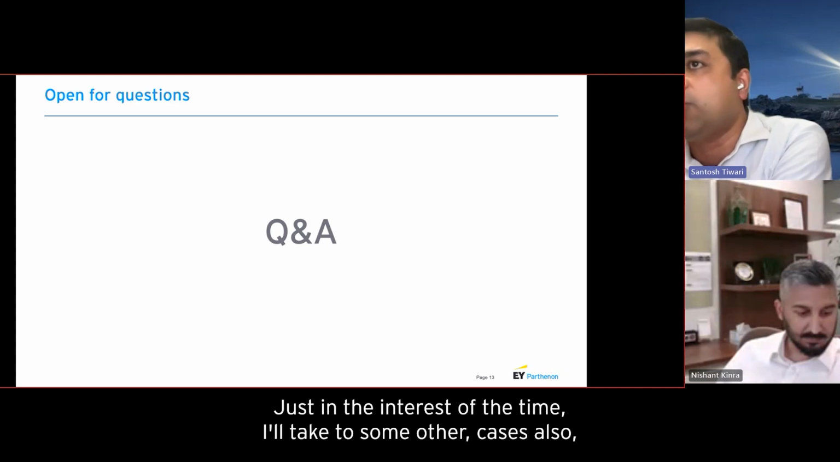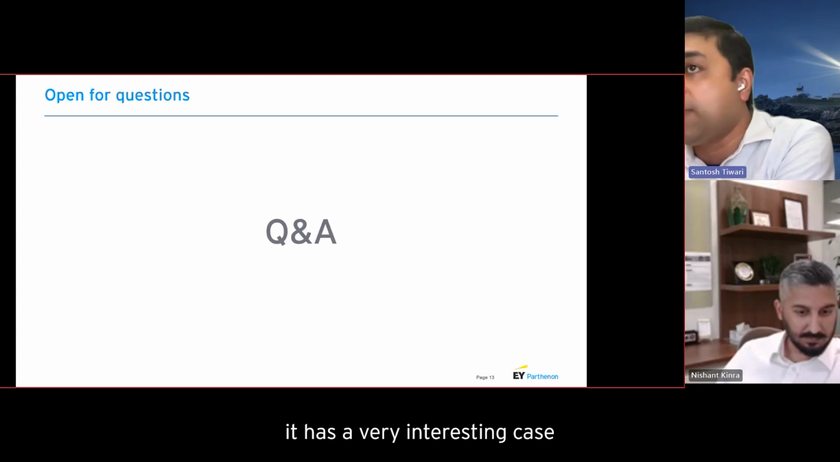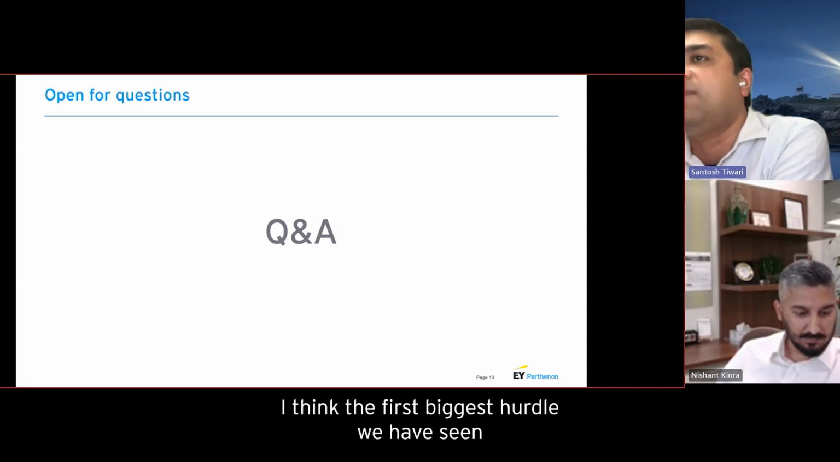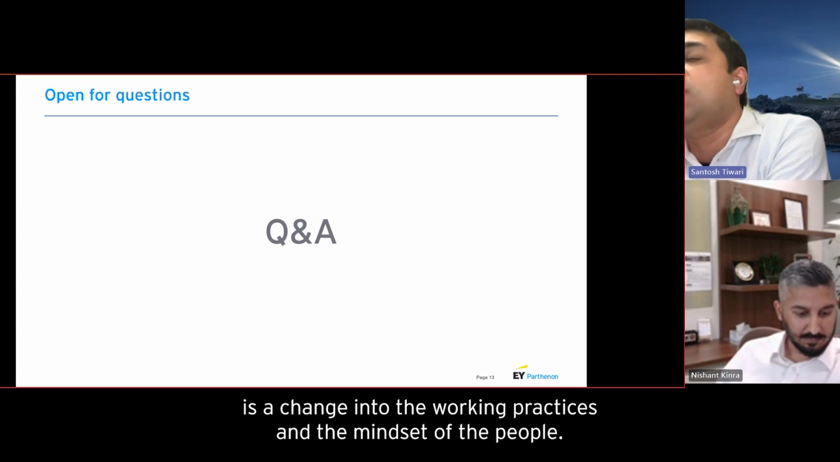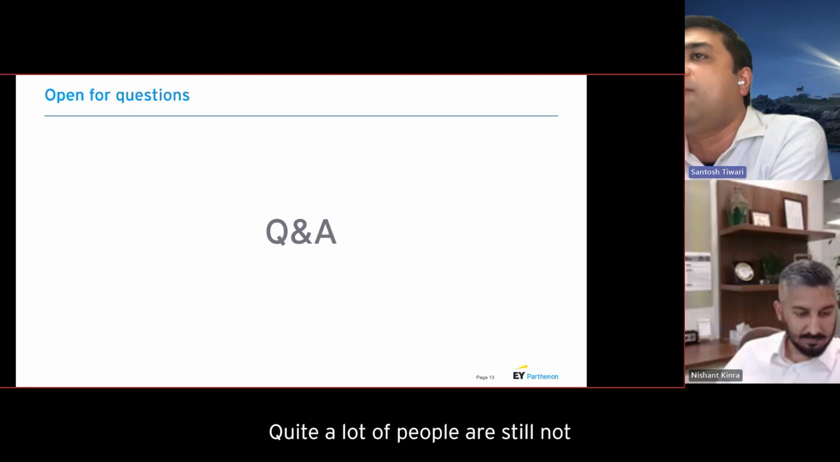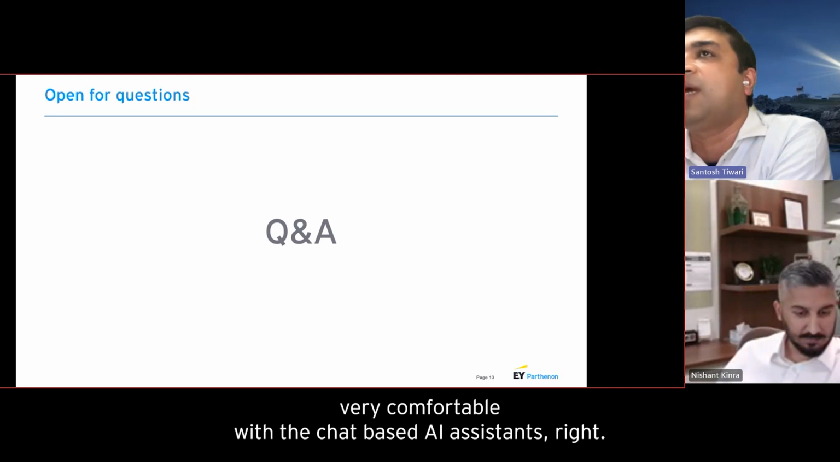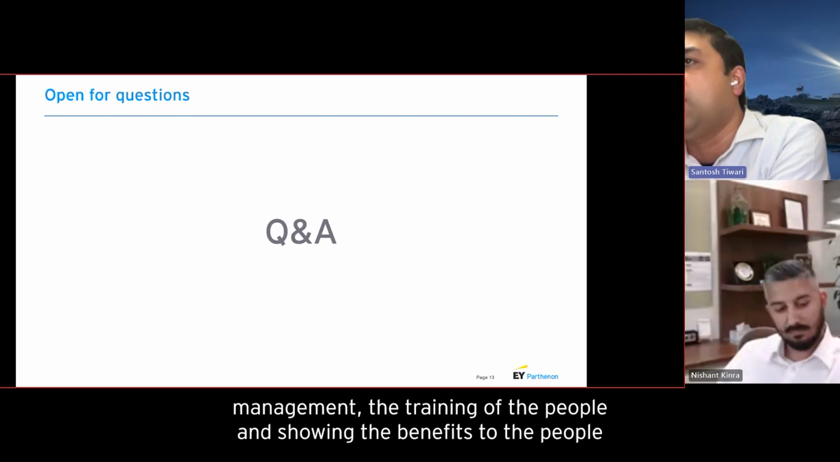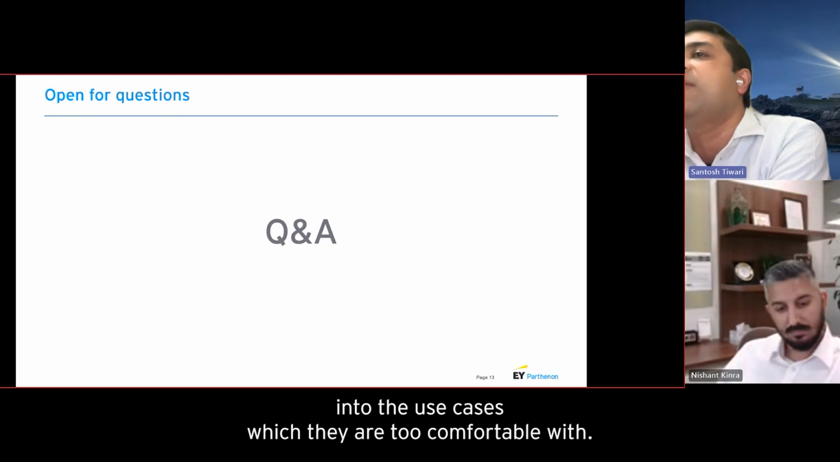Just in the interest of time, I'll take some other cases also. Aneep has a very interesting case because it's something we are involved in in a number of places. The first biggest hurdle we have seen is the change in working practices and the mindset of the people. Quite a lot of people are still not very comfortable with chat-based AI assistants and the traditional pieces of work. This requires a little bit of change management, training of the people, and showing the benefits in the use cases they are comfortable with.